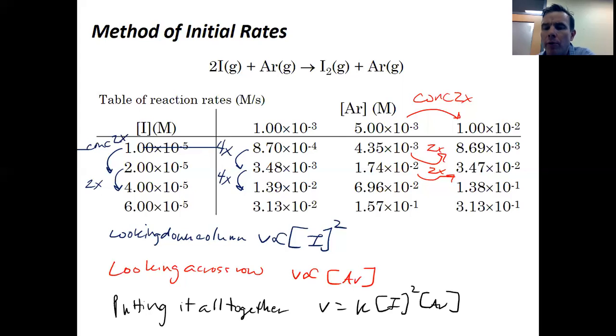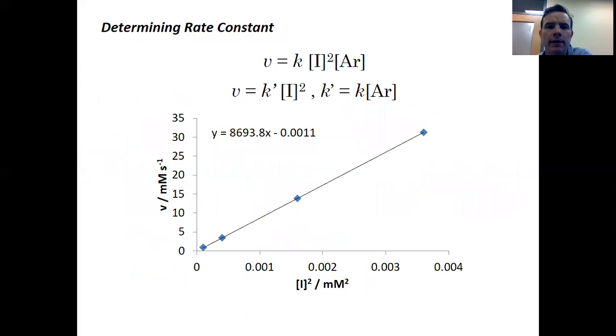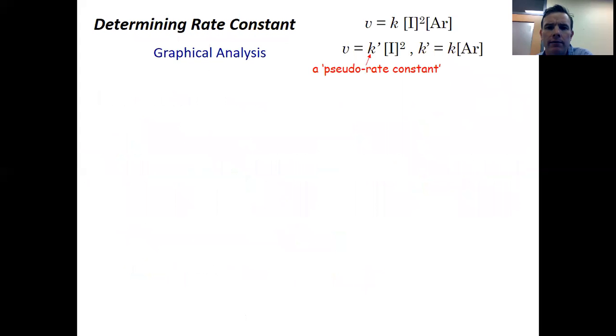All right, once we've determined the rate law, we have to figure out the rate constant. So let's go to this one. How do we figure out the rate constant? These types of problems are amenable to graphical analysis. So the best way to do it is with graphical analysis.